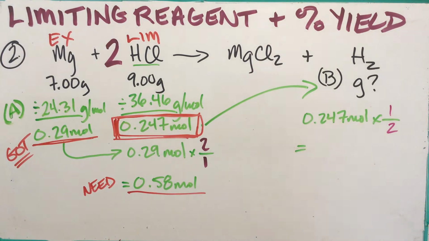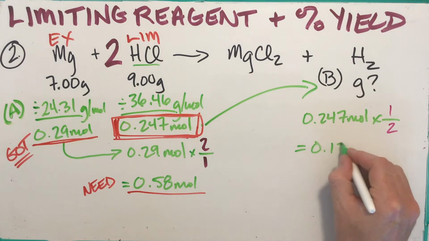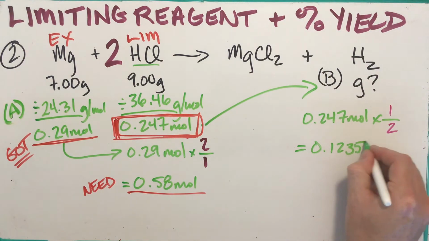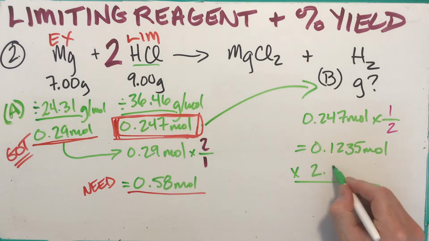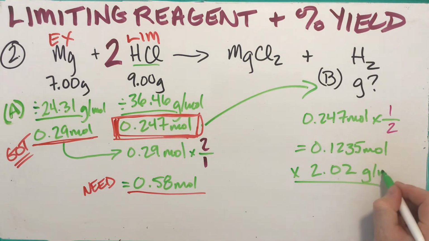And when I do that, basically it's cutting it in half, and I'll end up with 0.1235. And that's moles of the hydrogen gas. All right. I got to get my grams, so I'm going to multiply by the molar mass of H2, which is on the periodic table 1.01, plus another 1.01, the atomic mass of hydrogen. If I add two of those, it's 2.02 grams per mole.